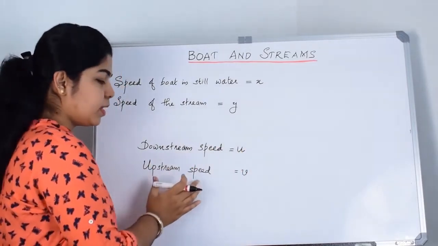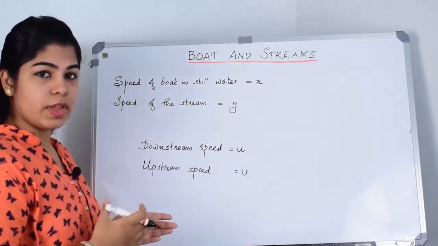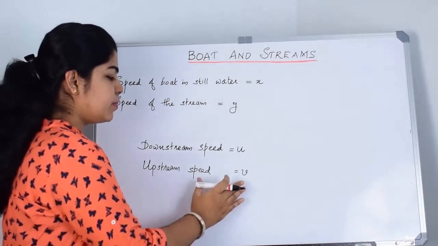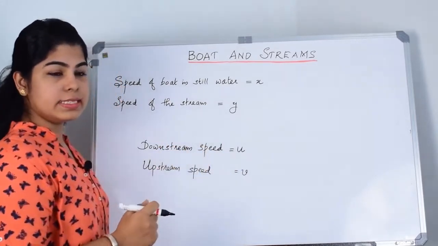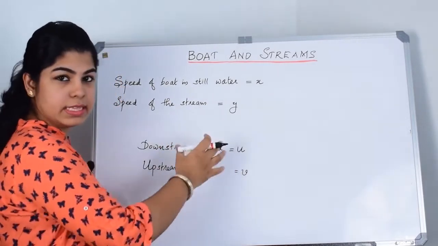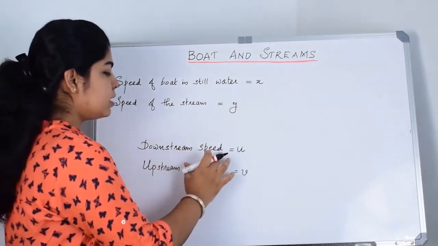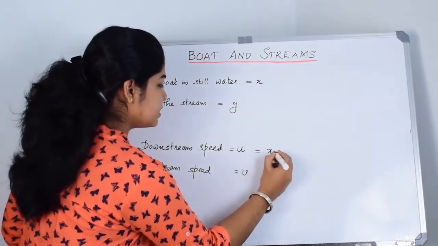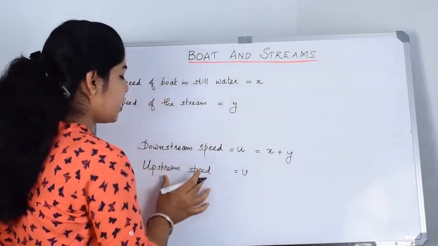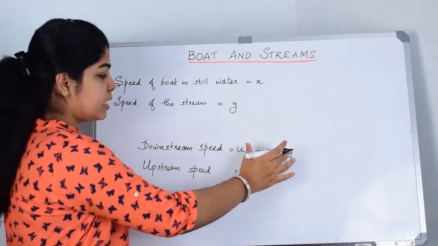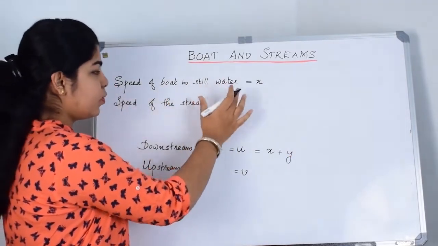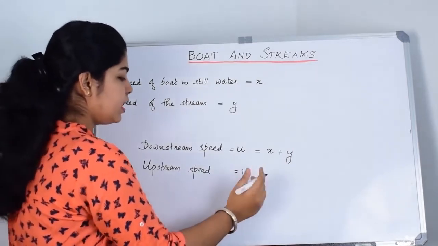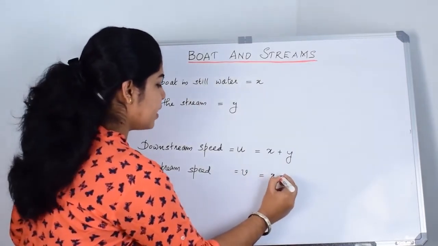Then the upstream speed, which is the speed of the boat when the boat goes opposite to the direction of the flow of the stream, which we represented by V. Now let us see the formulas to find out these values. Downstream speed, which is represented as U, is equal to X plus Y. So always downstream speed is equal to the sum of the speed of the boat in still water and the speed of the stream. Then upstream speed V is equal to X minus Y.